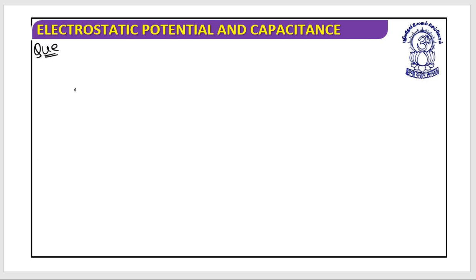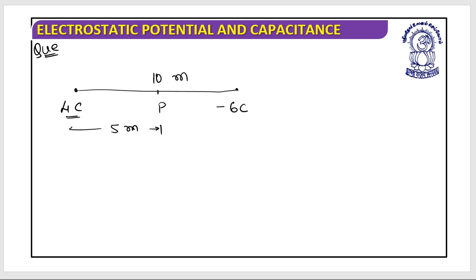Let's do it. Let's say this is one of the charges. It's 4 coulomb. This is another charge. It's minus 6 coulomb. The distance between them is, let's say, 10 meter. This is the midpoint, so this should be 5 meter, and again, this should be 5 meter. You have been asked to find out the potential at point P.